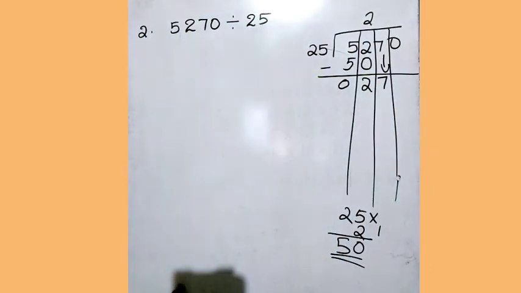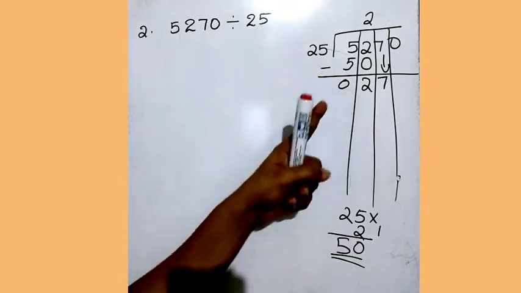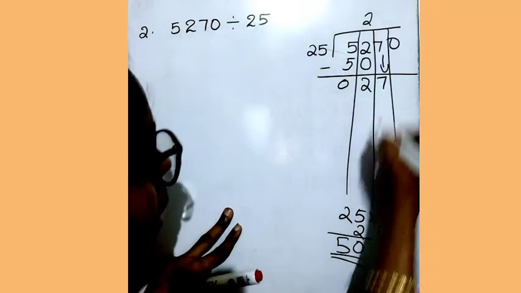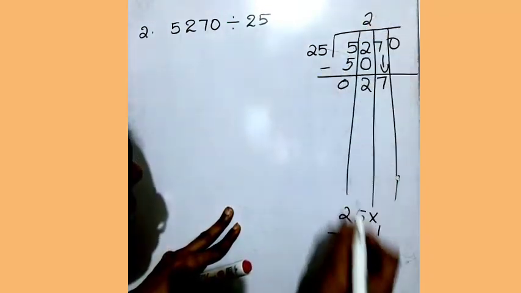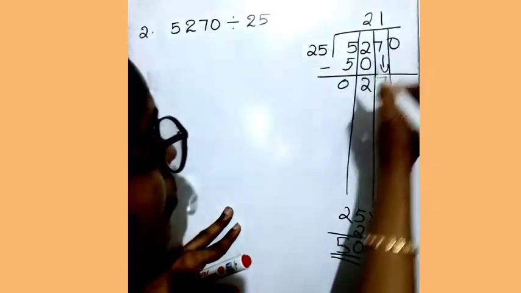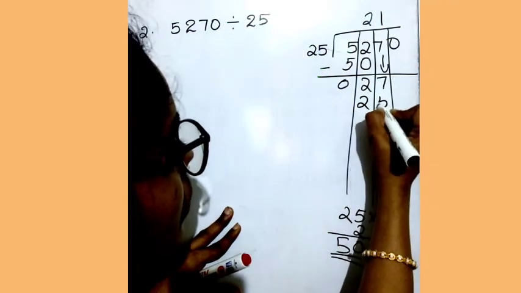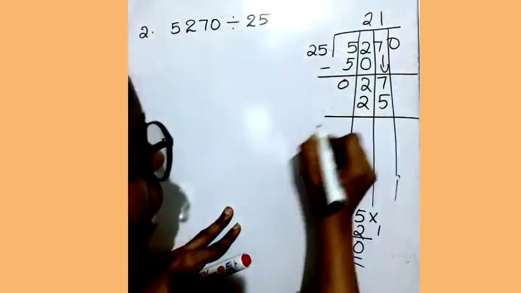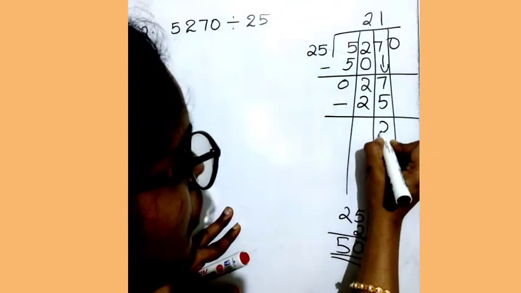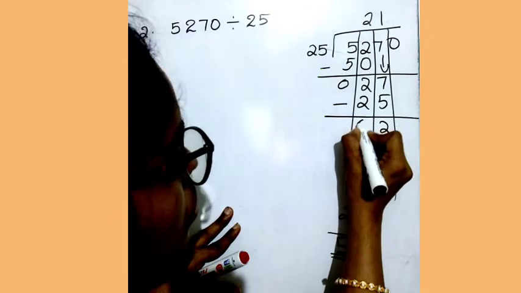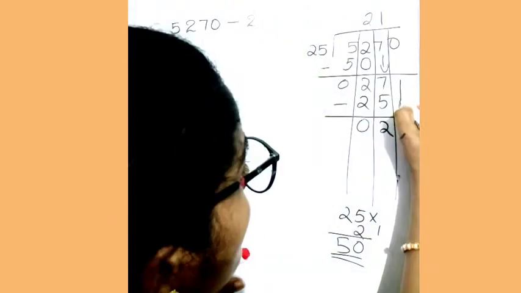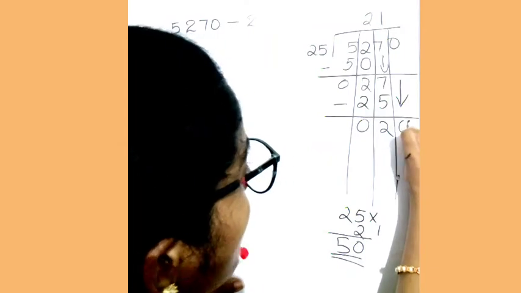Now it becomes 27. How many times does 25 go in 27? We know that 1 time. 1 into 25, 25. 2 25s, 50. So I am writing here 1, 25 here. Draw line. Subtract. 7 minus 5, 2. 2 minus 2, 0. Then bringing down this 0 to this place.